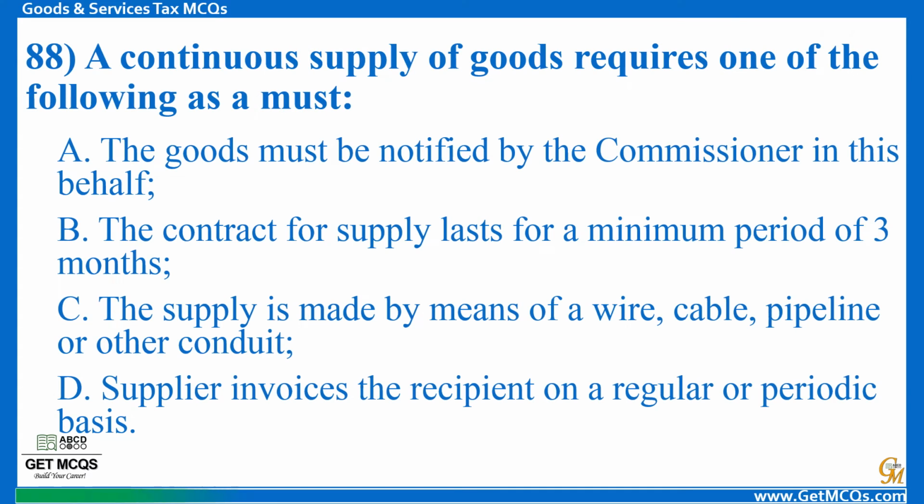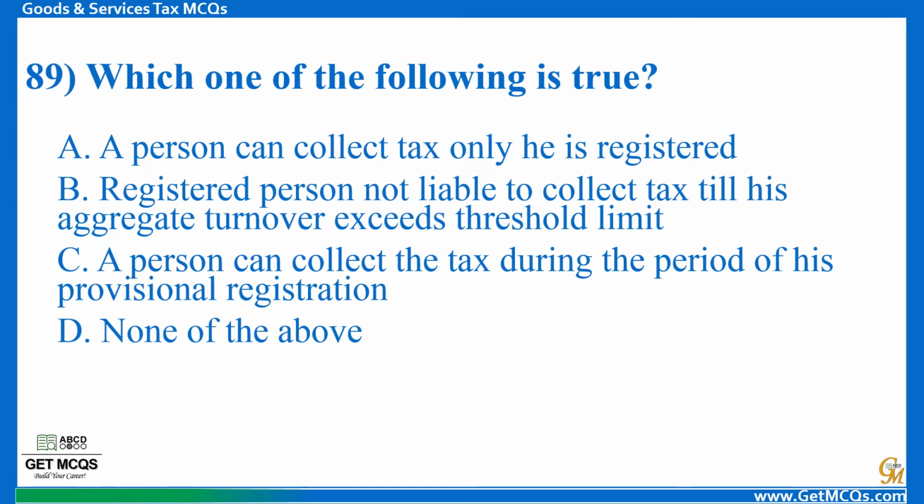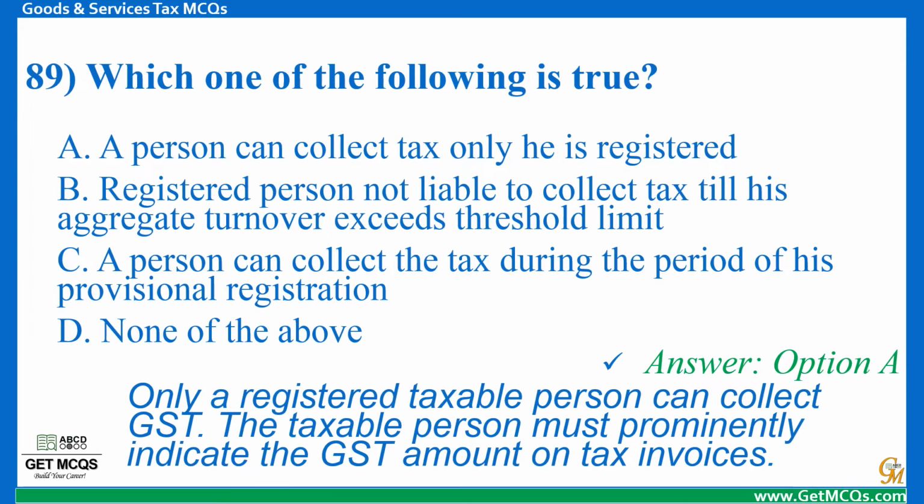88. A continuous supply of goods requires one of the following as a must. Answer: Option D. 89. Which one of the following is true? Answer: Option A. Only a registered taxable person can collect GST. The taxable person must prominently indicate the GST amount on tax invoices.